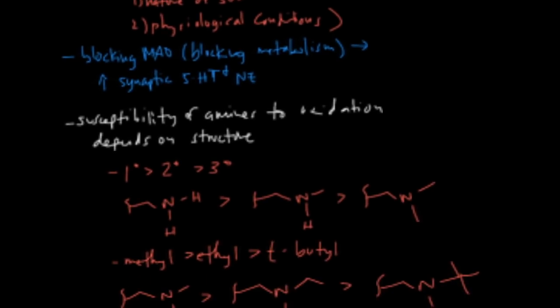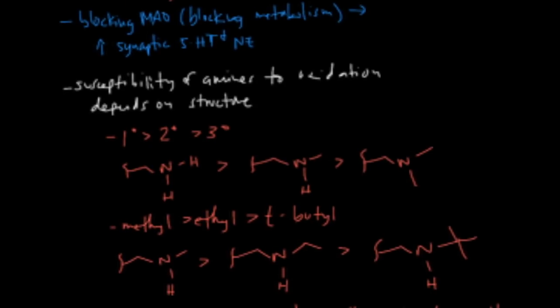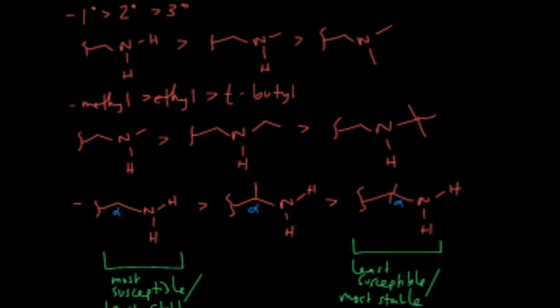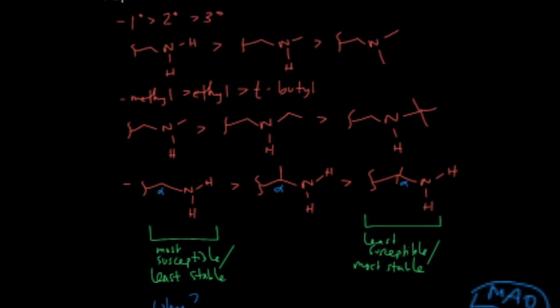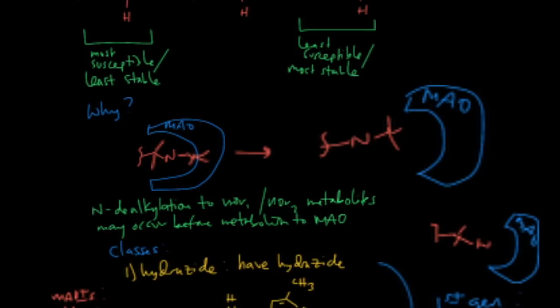Susceptibility of amines to oxidation depends on the structure. Primary amines are the most susceptible or least stable, whereas tertiary amines are the least susceptible or most stable. Methyl groups are the most susceptible, whereas tert-butyl groups are the least susceptible. No substituents on the alpha carbon are the most susceptible to MAO, whereas substituents on the alpha carbon are the least susceptible. Why is this? Remember, the amines have to fit into MAO. So adding anything longer or next to the amine won't let it fit into MAO properly.